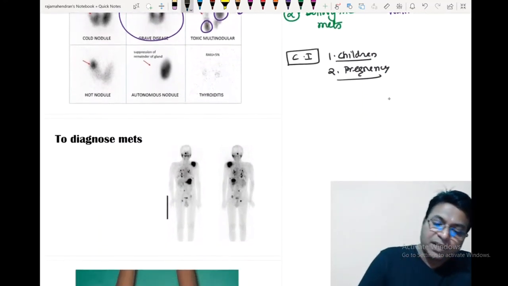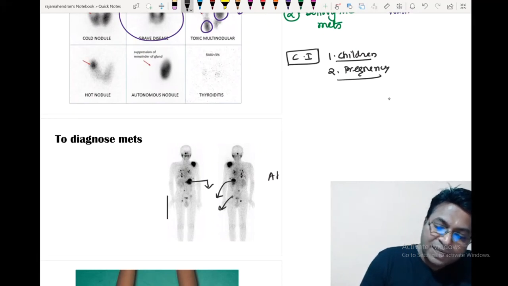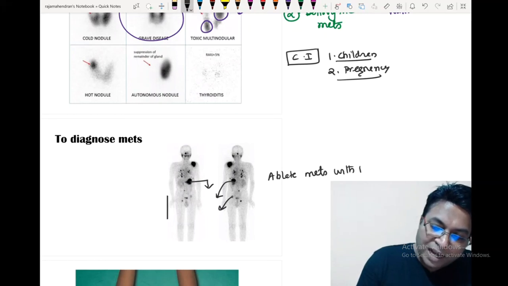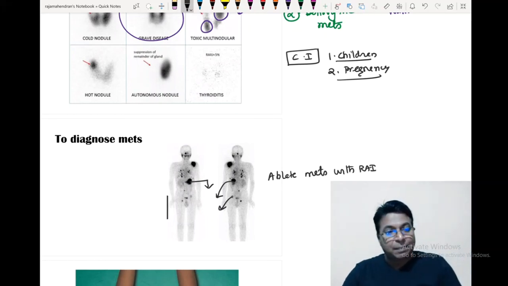So this is a picture. It is used to diagnose the mets. You can see multiple mets, and we can ablate the mets with high doses of radioactive iodine.